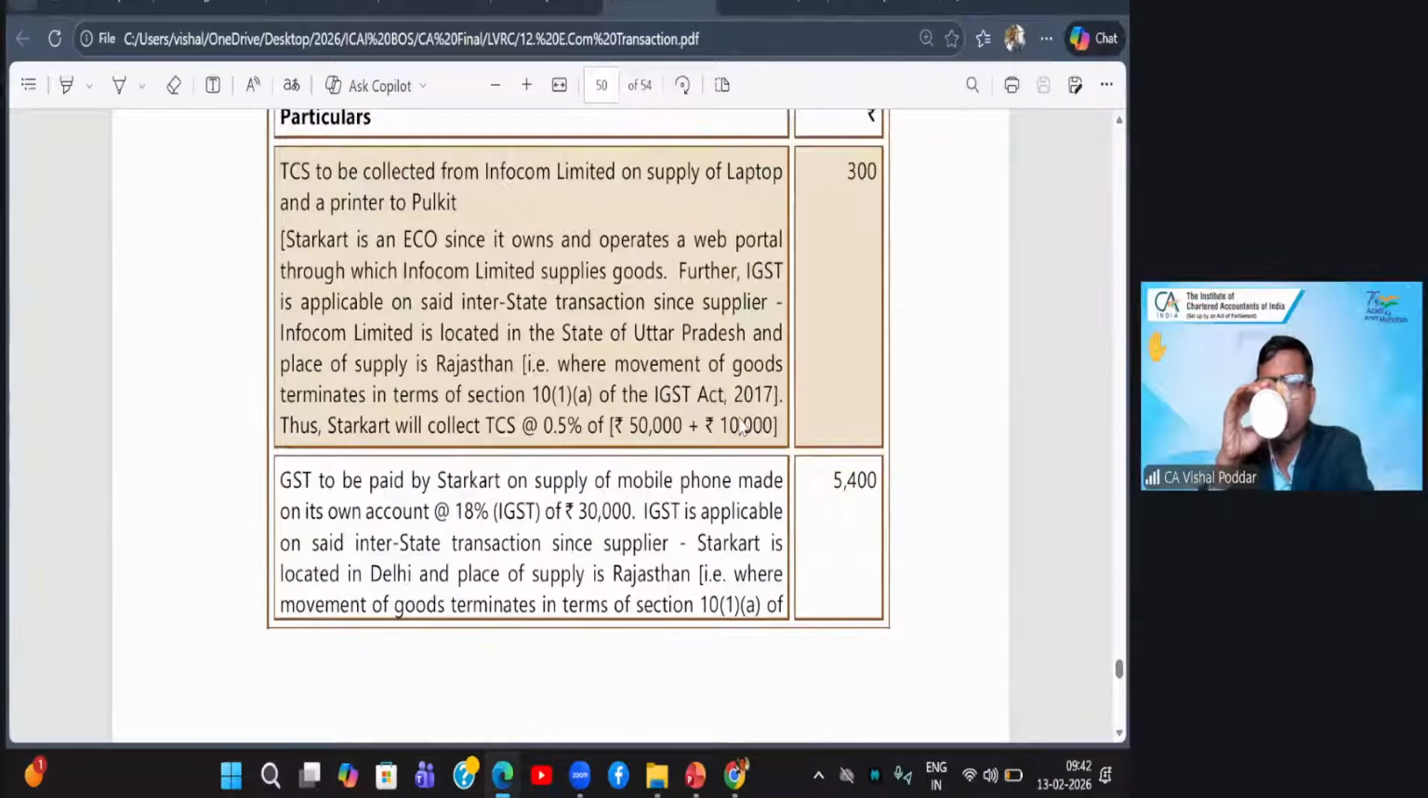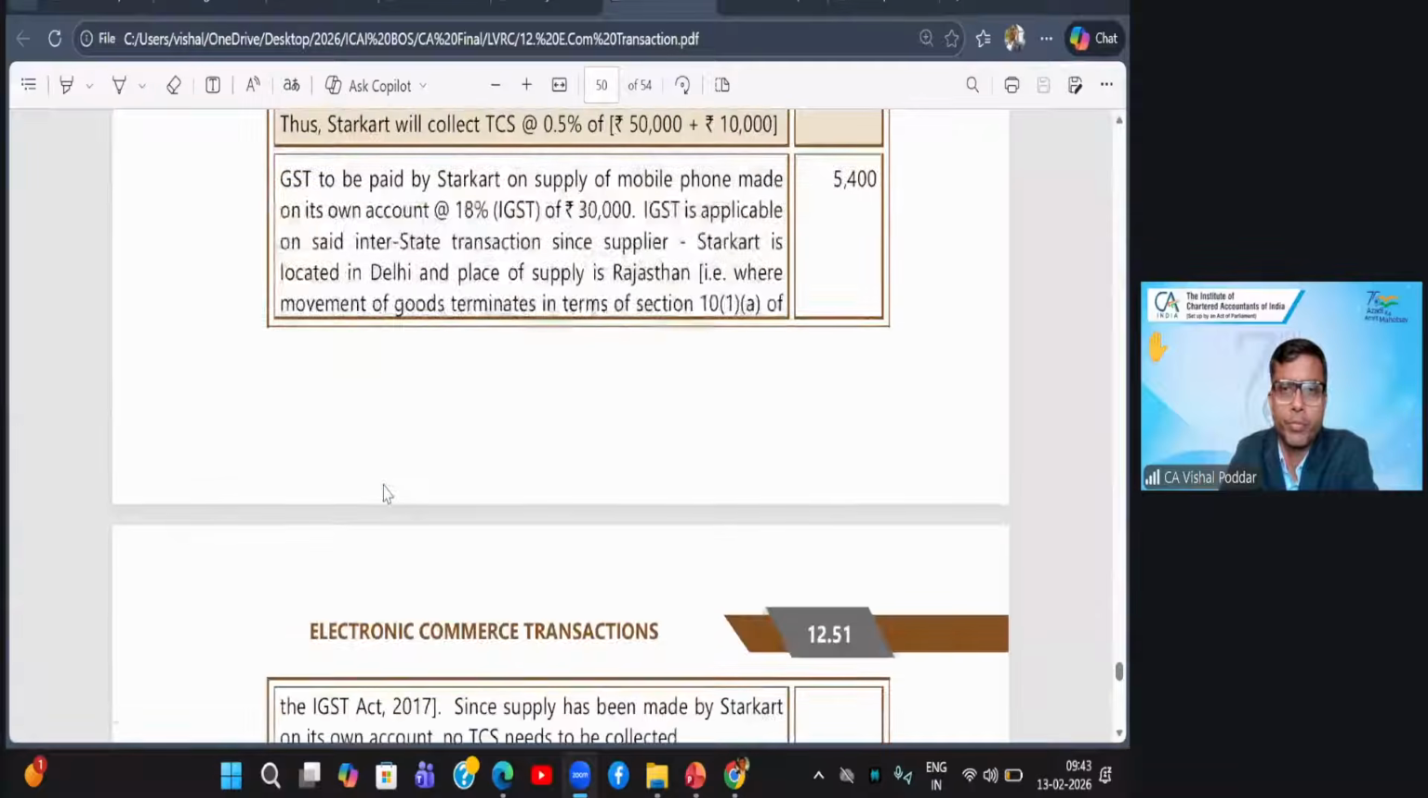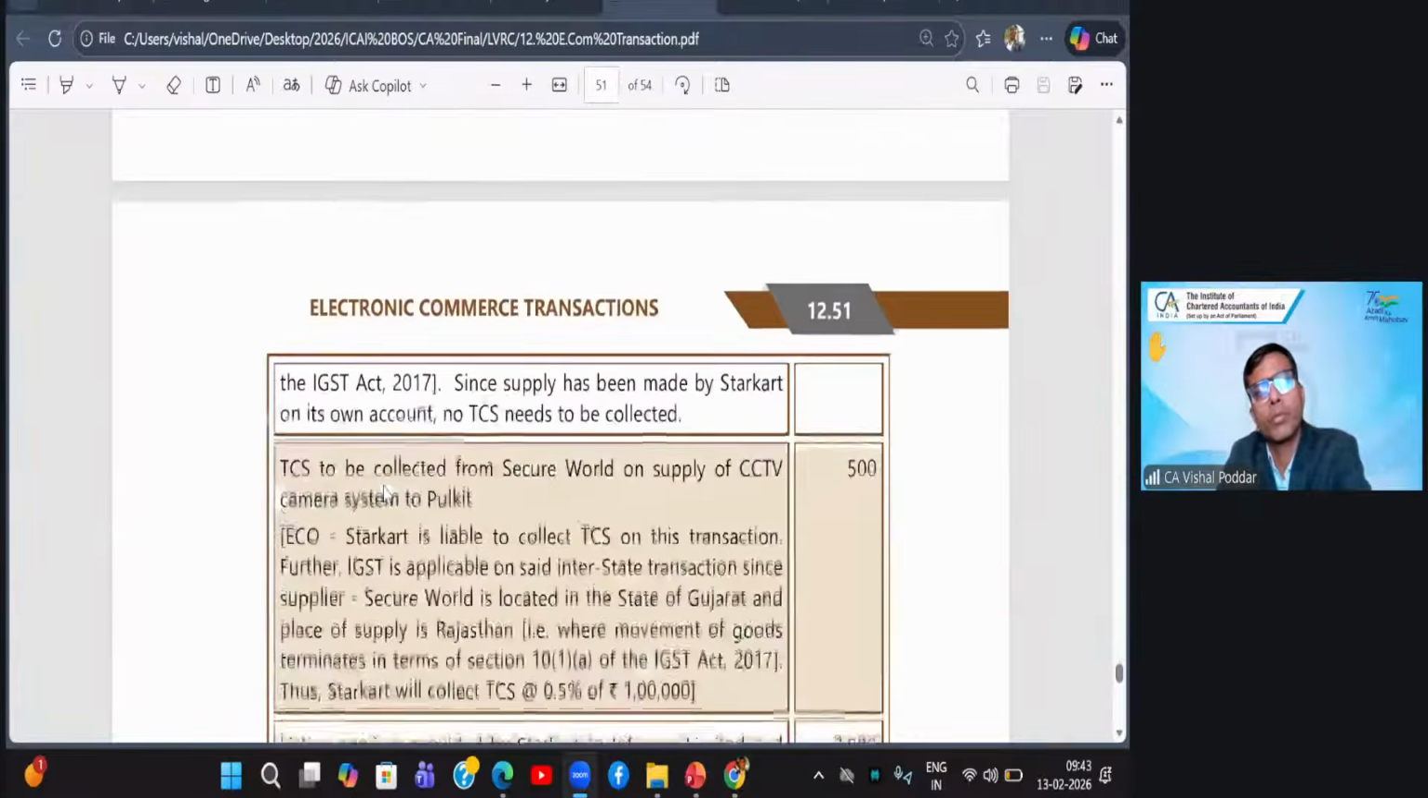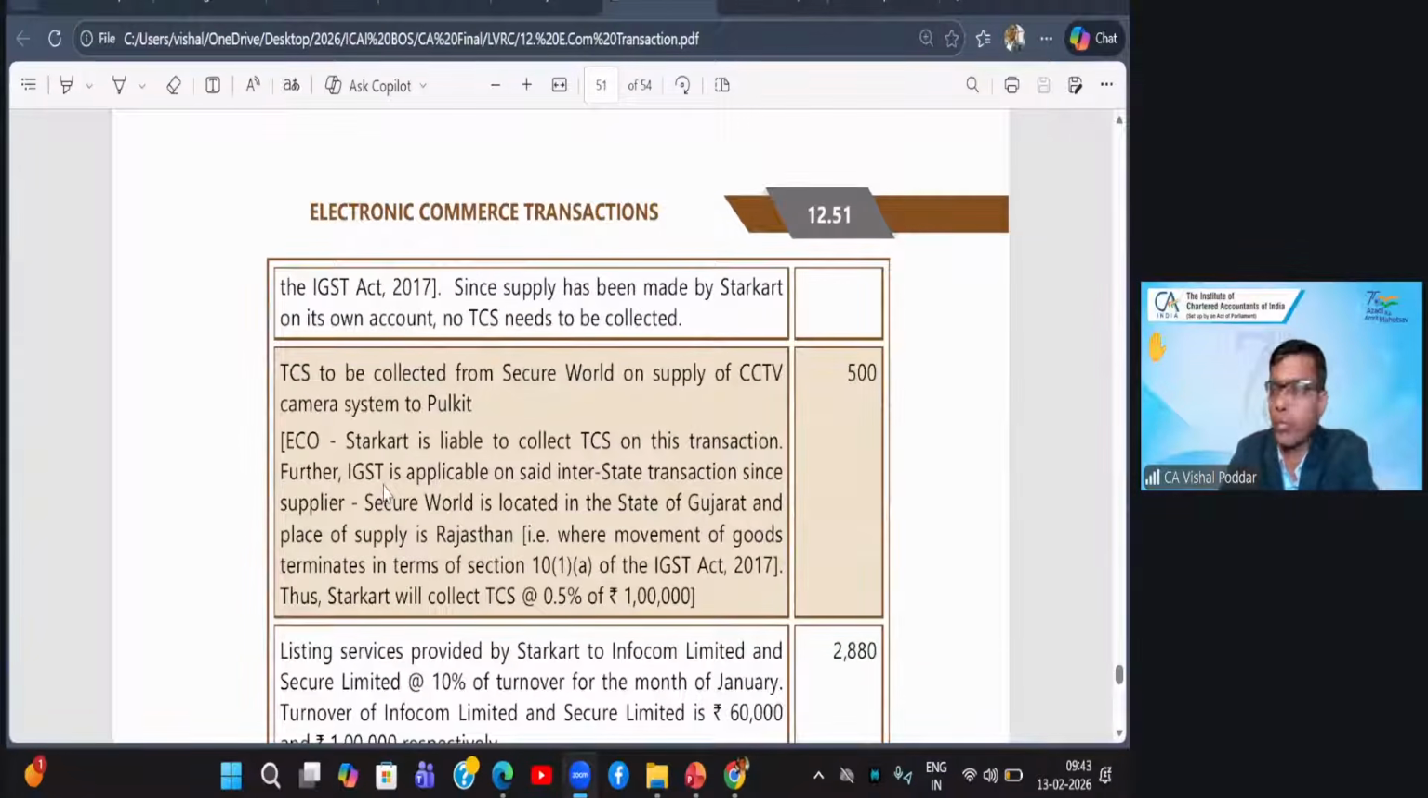GST to be paid by Starcart on supply of mobile phone made on its own account at the rate of 18% IGST on rupees 30,000. IGST is applicable on said interstate transaction since supplier Starcart is located in Delhi and place of supply is Rajasthan. That is where movement of goods terminates in terms of Section 10(1)(a) of the IGST Act. Since the supply has been made by Starcart on its own account, no TCS needs to be collected.